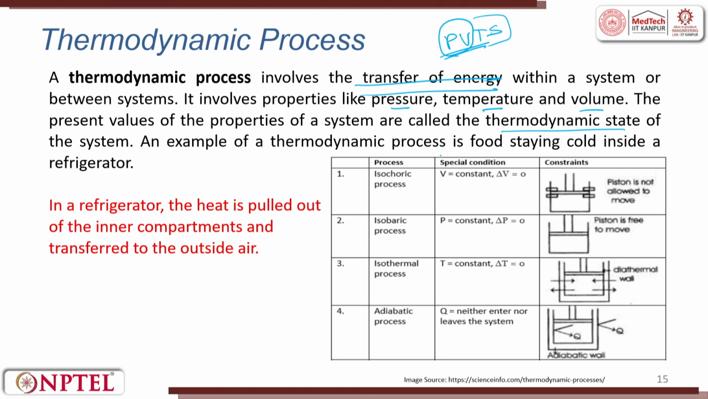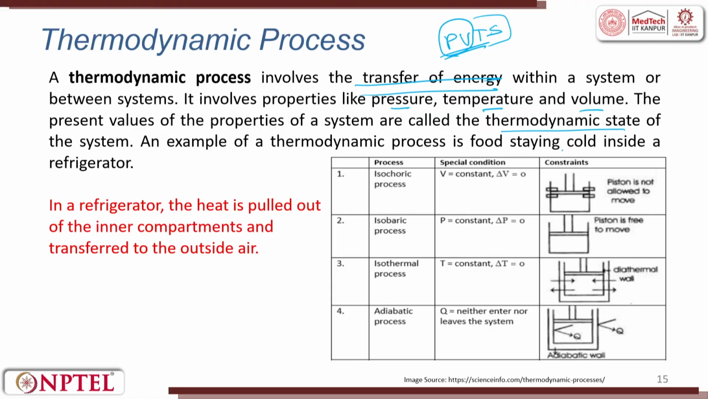An example of a thermodynamic process is food staying cold inside a refrigerator. If you switch it off, it returns to normal. But when energy is applied and that energy throws cold air inside the refrigerator, the food you keep and the outside temperature are almost in equilibrium. That is what they say. In a refrigerator, the heat is pulled out of the inner compartment and transferred to the outside air. So, what happens? How does the heat get extracted?